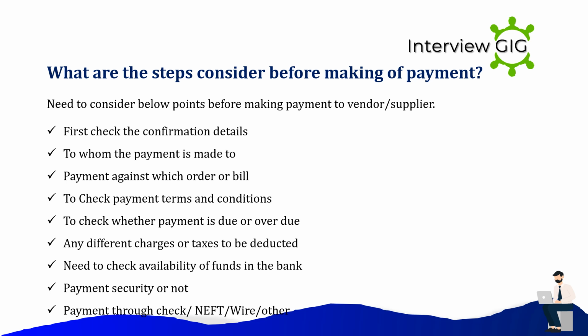What are the steps considered before making a payment? Need to consider the below points before making payment to a vendor or supplier. First, check the confirmation details. To whom the payment is made. Payment against which order or bill. To check payment terms and conditions. To check whether payment is due or overdue. Any different charges or taxes to be deducted. Need to check availability of funds in the bank. Payment security or not. Payment through check, NEFT, wire, other.